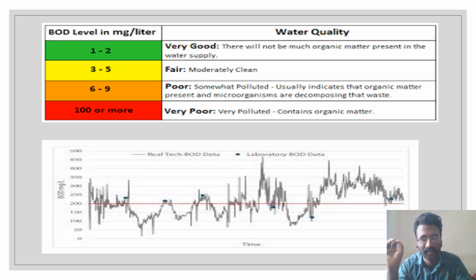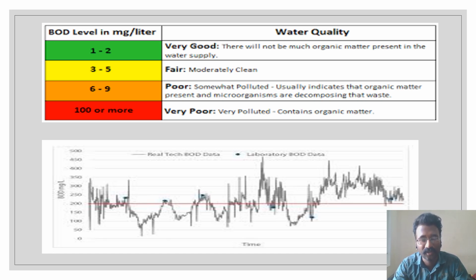BOD level is basically measured in mg per liter. So 1 to 2 mg per liter is referred to as very good, and there will not be much organic matter present in that water supply. If the BOD content is from 3 to 5, it is referred to as fair. It's okay. The water is moderately clean.